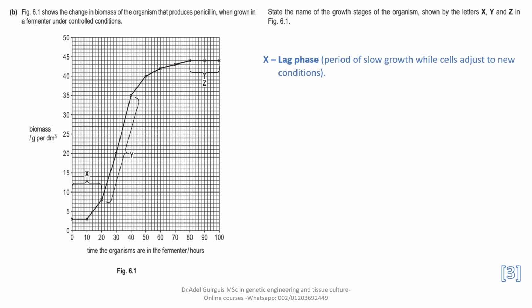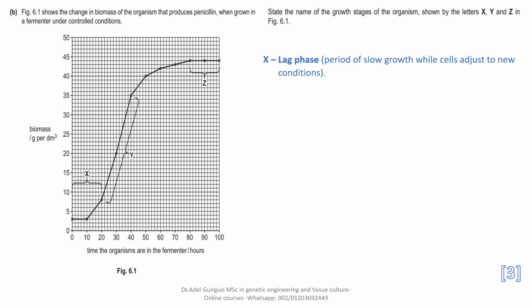The first few hours when we supply the fermenter with a quantity of fungus, of penicillium filaments, it passes through a stage called lag phase, where the penicillium as an organism accommodates to the new conditions inside the fermenter. X, lag phase, a period of slow growth, while cells adjust to new conditions.